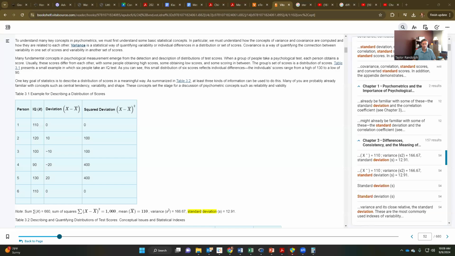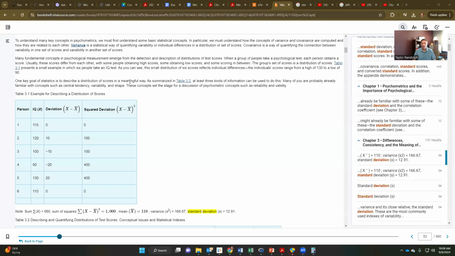These are important concepts, so I want to make sure that people get a good foundation, a good introduction to what they're looking at. So let's jump right into standard deviation and variance.